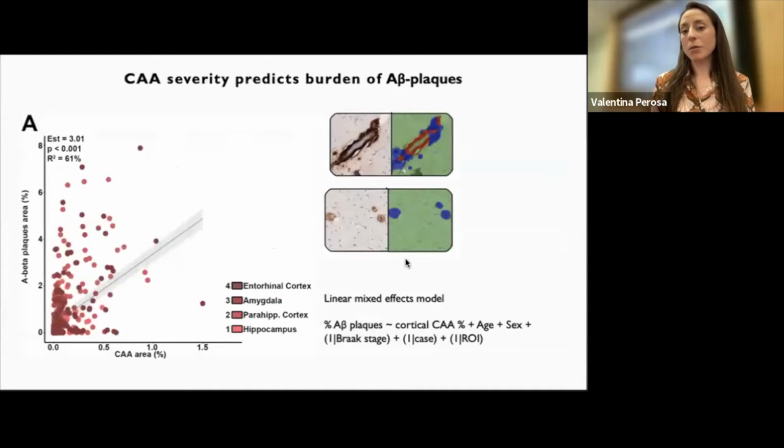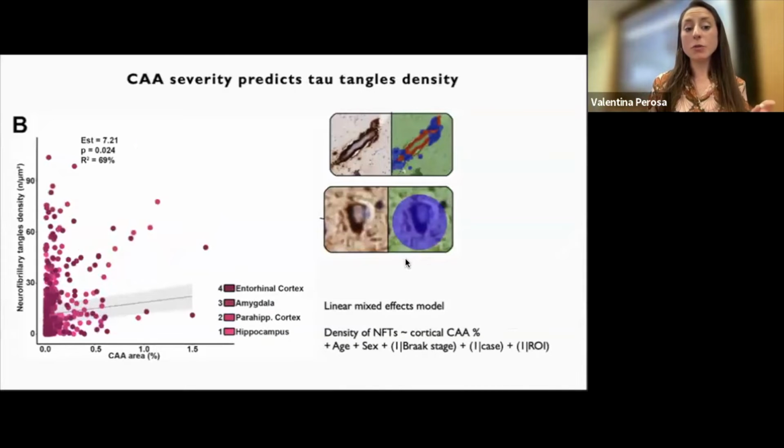But one further aim of the study was, of course, to look at the interaction between small vessel disease and other pathologies. And in fact, what we saw was that CAA was a predictor of amyloid beta plaques percentage area throughout all the regions of interest, and also irrespective of Braak stage. So it was an independent predictor, or was independently associated, better to say, with amyloid beta plaques. And the same was true also for tau tangles density.